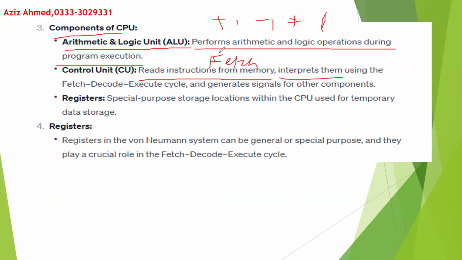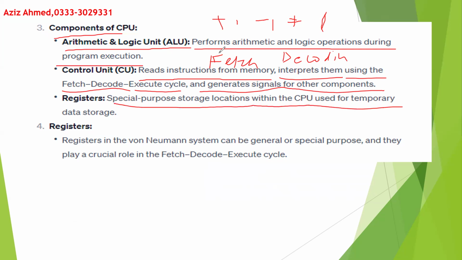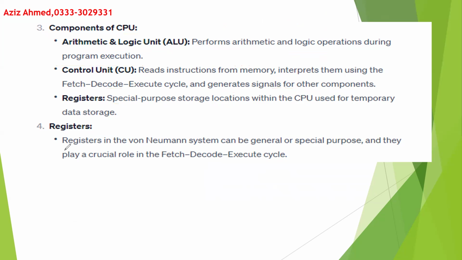Then it interprets them. Okay, decoding. Using the fetch, decode, execute cycle. And execute is performed in the ALU, generating signals for other components. So the CU basically synchronizes the other components of the computer to be ready for operation. Registers are basically special purpose storage locations within the CPU used for temporary data storage. As I told you earlier, registers in the von Neumann system can be general or special purpose, and they play a crucial role in the fetch, decode, execute cycle.